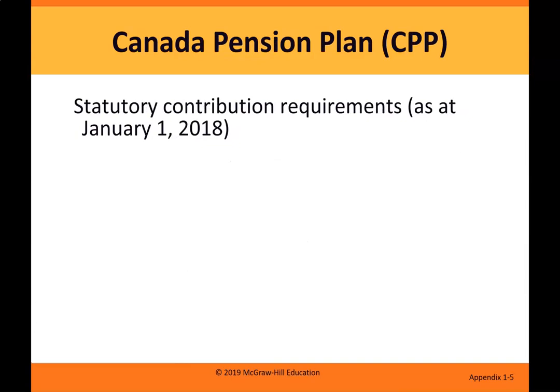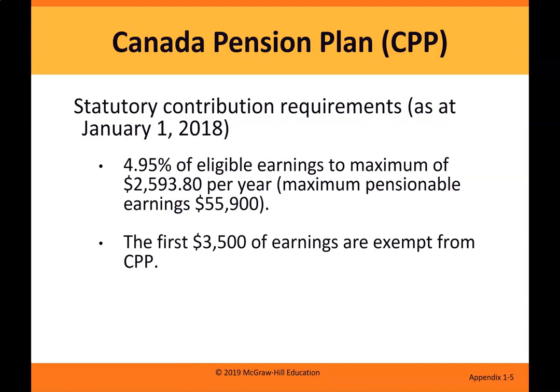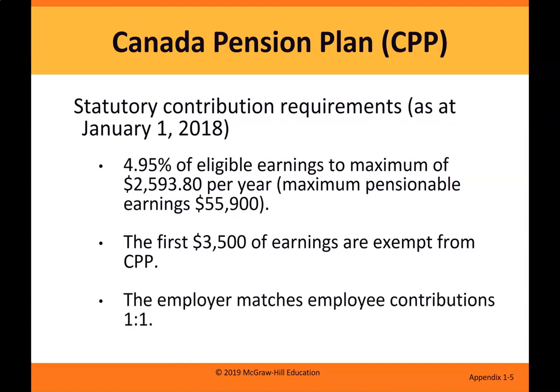Canada Pension Plan, CPP. Statutory contribution requirements as at January 1st, 2018: 4.95% of eligible earnings to a maximum of $2,593.80 per year. Maximum pensionable earnings $55,900. The first $3,500 of earnings are exempt from CPP. The employer matches employee contributions 1-to-1.